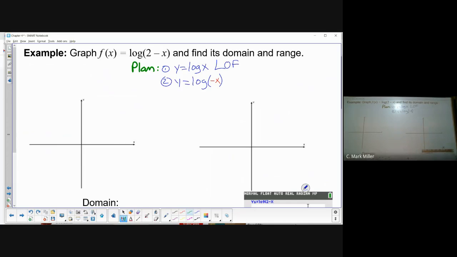That is what kind of transformation? Reflection about the y-axis. Here's where people screw up. We need to get 2 minus x. So the next step you see on papers is this.